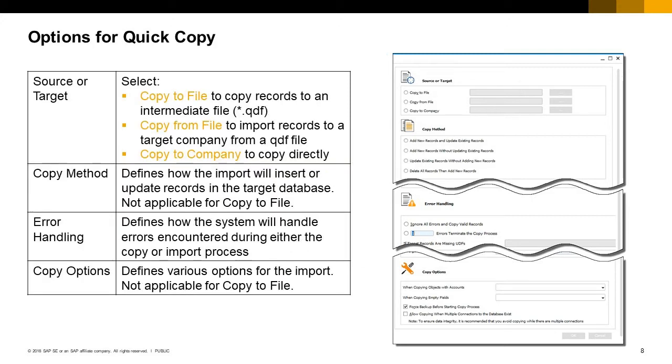There are 4 sections with options. Select the Copy function and browse to choose the QDF file or the target company database. Select the Copy method. This applies only for copy from file or copy to company. Set options for handling errors. Select the copy options for import to the target company. Once you have made these settings and choose the OK button, the data categories on the left-hand side of the screen will open up for selection.